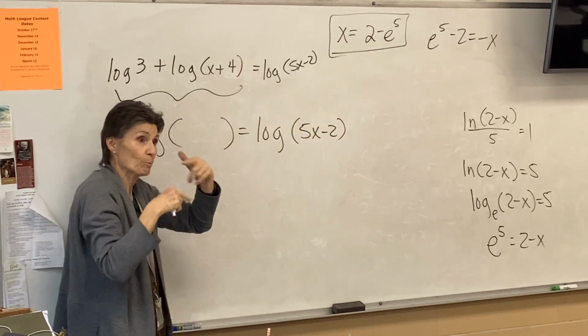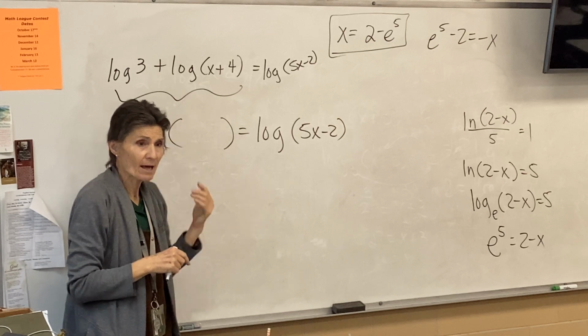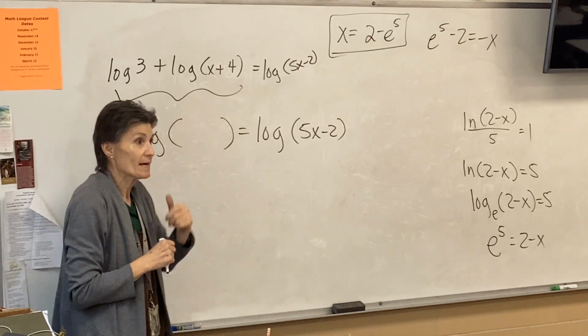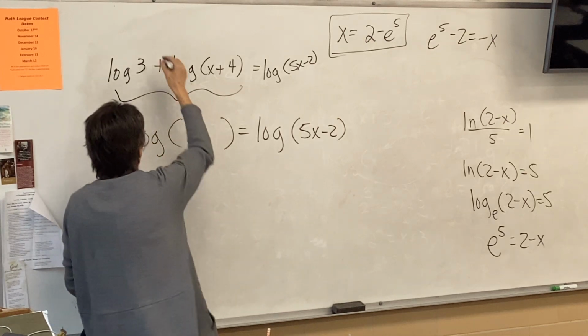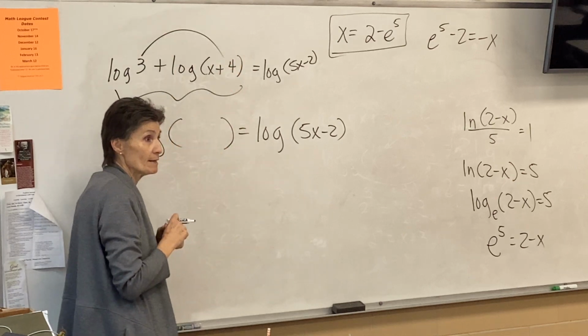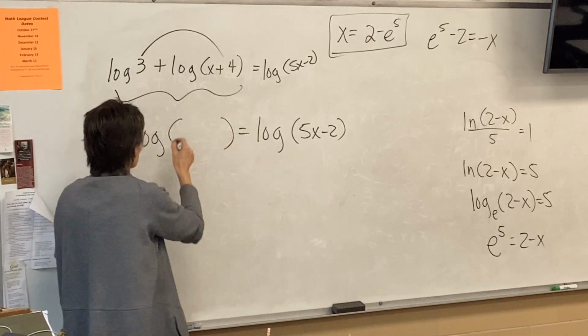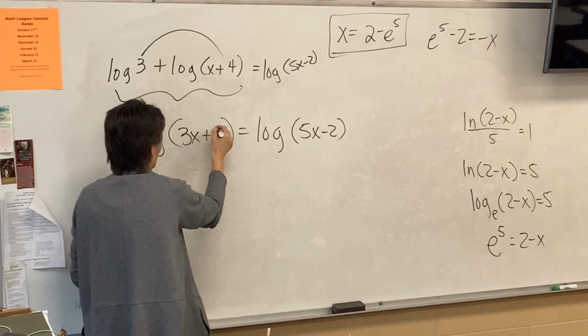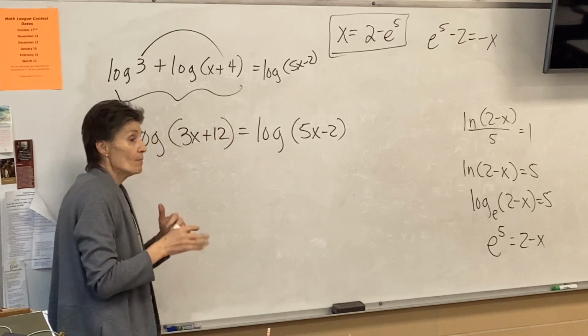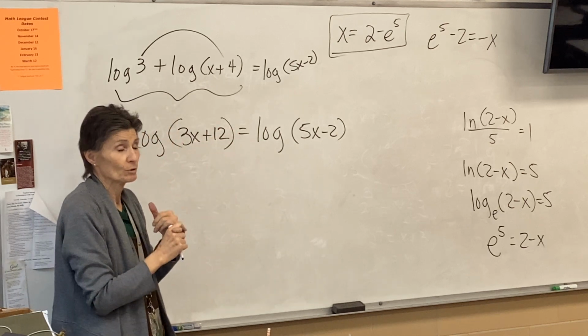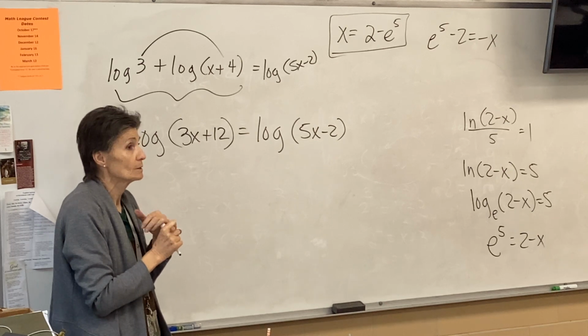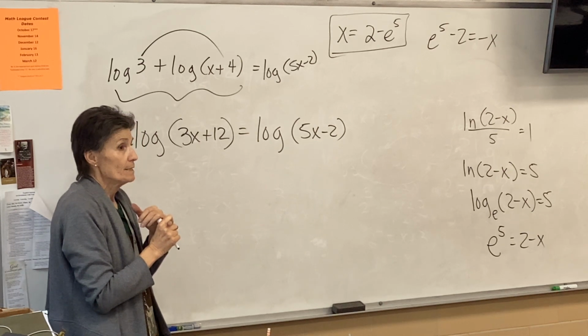Now think about your properties. How are they going together? As a multiplication. What's getting multiplied? The 3 and the x plus 4. So this is going to be 3x plus 12. That has to be step 1. Don't try anything else, you'll be wrong.